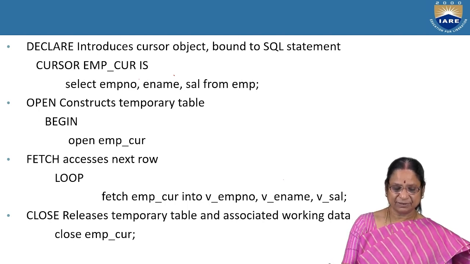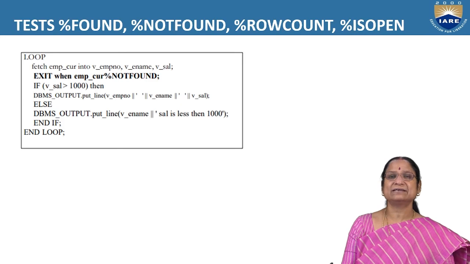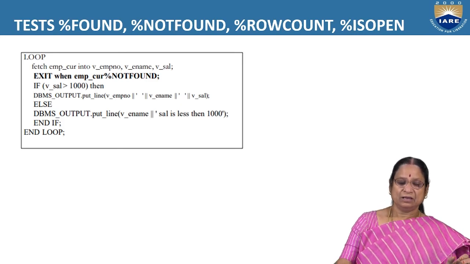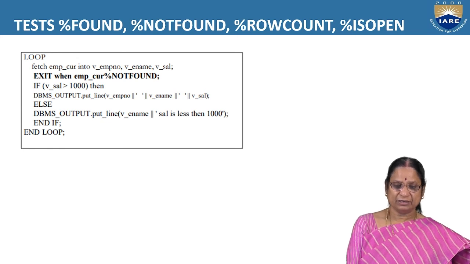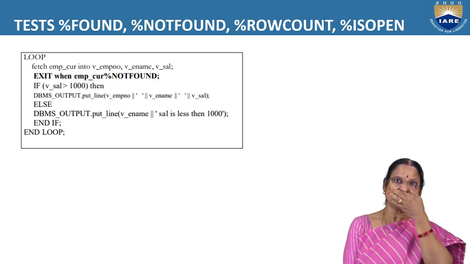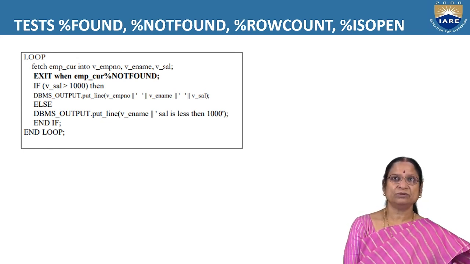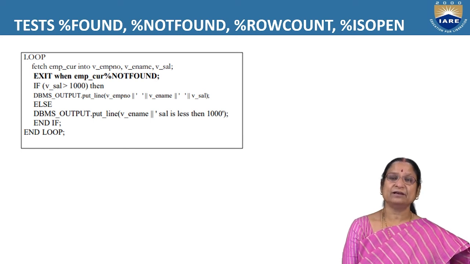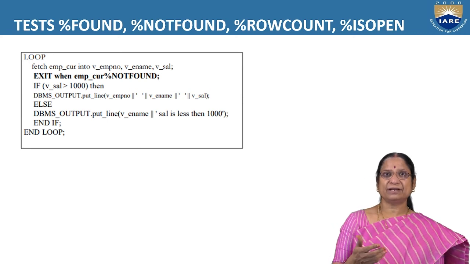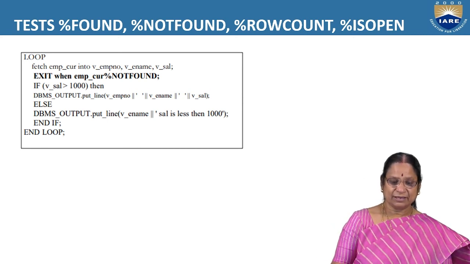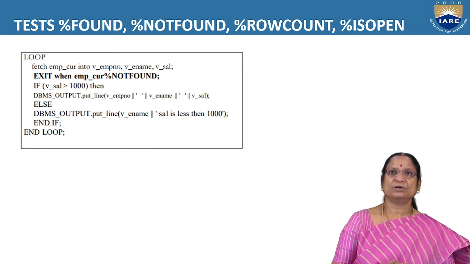Close releases the temporary table. The syntax is close and cursor name. And we can use, as I told you, found. That means when we are fetching the record, if not found, we will do something. If there is no row, the row cannot be found. So we will write some condition. Exit when EMP cursor not found.